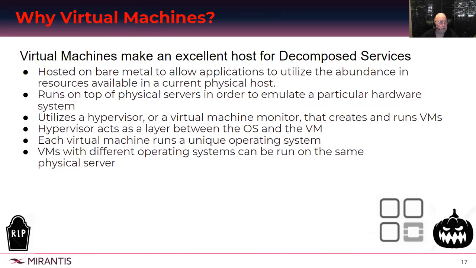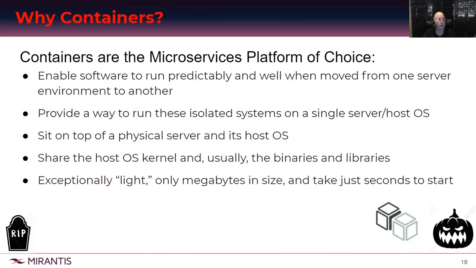In the virtual machine world, it helps you to do that decomposition by allowing you to utilize more of a physical host to host separate application services within different operating systems. Since it runs on top of the physical servers, the hardware is emulated and everything is virtualized. The hypervisor lets you monitor, create and run virtual machines, and acts as a layer between the operating system and the virtual machine, kind of isolating them. Each virtual machine has its own unique operating system, so you don't have to worry about crosstalk between them. And different operating systems can run, so Windows and Linux on the same physical host.